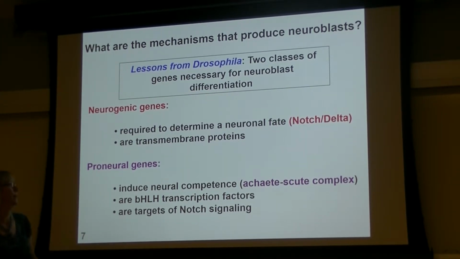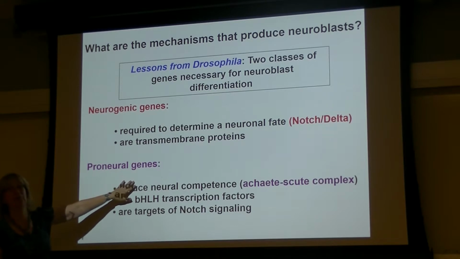Then the second category of genes that came out of these screens are called the proneural genes. And these are involved in the ability of cells to have competence to become neurons. So involved in their ability to respond to signaling from the neurogenic genes that says, okay, you are a lucky one, you have been chosen to become a neuron, go for it. And to go for it, you need these proneural genes.